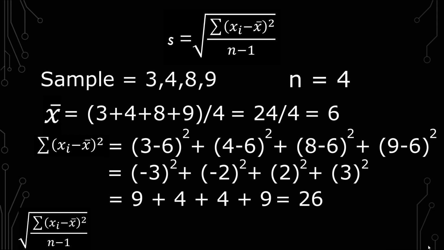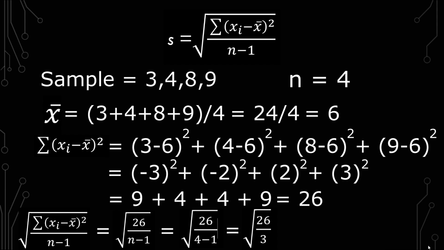Lastly, we have the formula. Let's just plug everything in because we have everything that we need to calculate it. So for the square root of the summation of xi minus x bar squared over n minus 1, that equals the square root of 26 over n minus 1, which equals the square root of 26 over 4 minus 1, which equals the square root of 26 over 3, which finally gives us the value of 2.944 as the sample standard deviation.